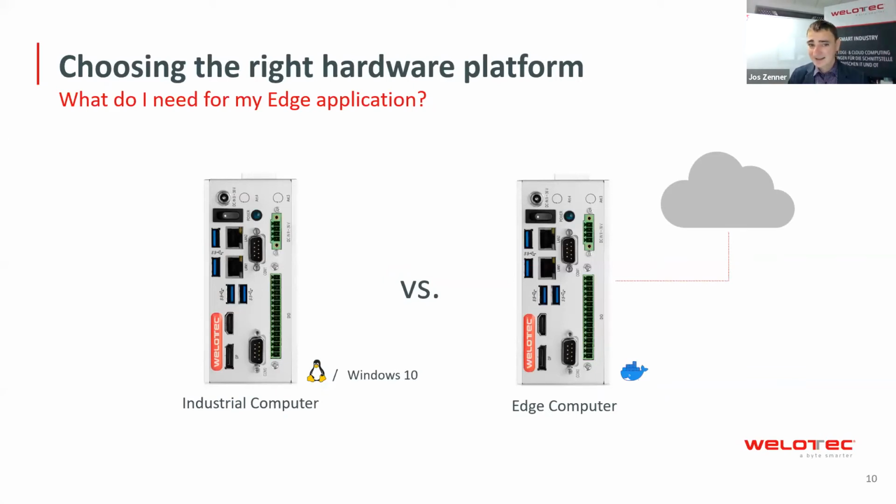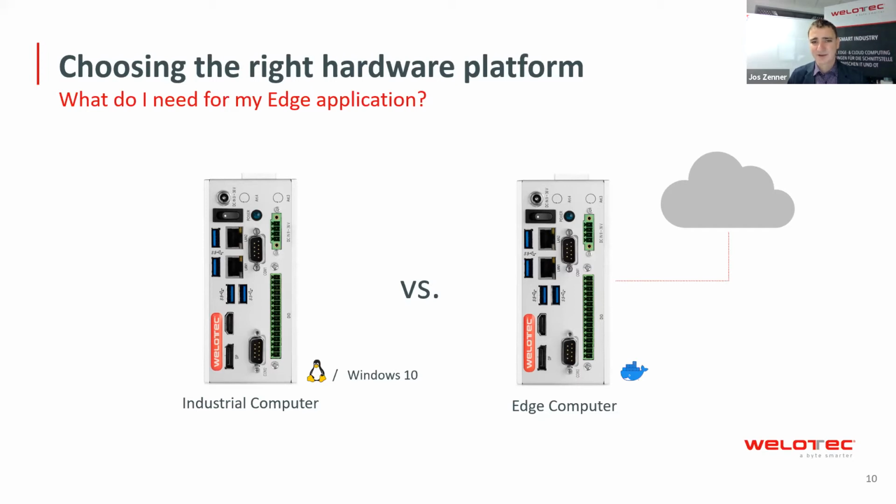So what is the difference between edge computer and industrial computer? Because at the end, it's pretty much the same, at least from the hardware perspective. So we have a platform where you usually run a Linux operating system or Windows operating system, and this is industrial computer.